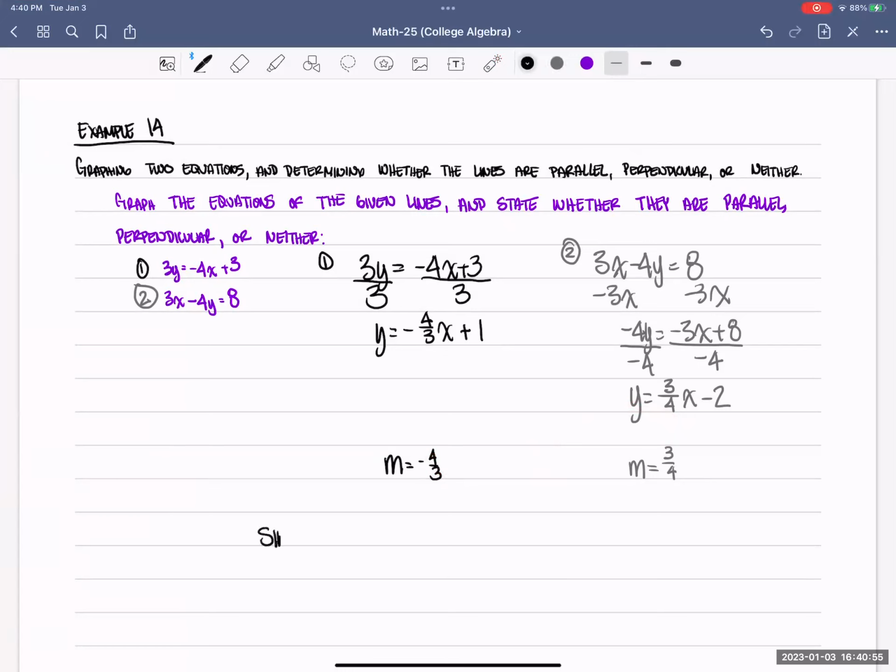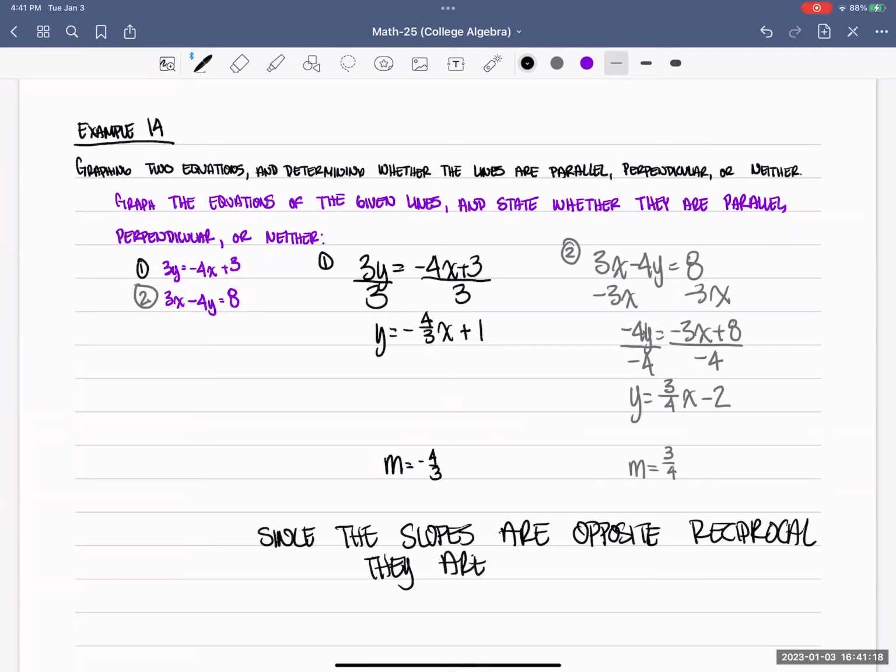So since the slopes are opposite reciprocals, they are perpendicular. Put a little exclamation point on that. They're perpendicular. All right, and that's it.